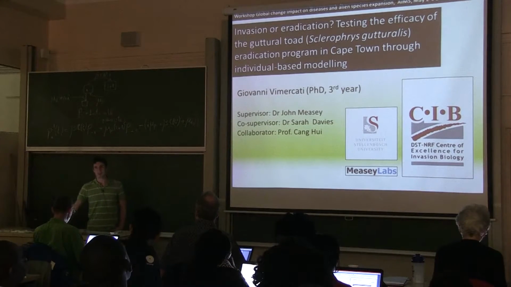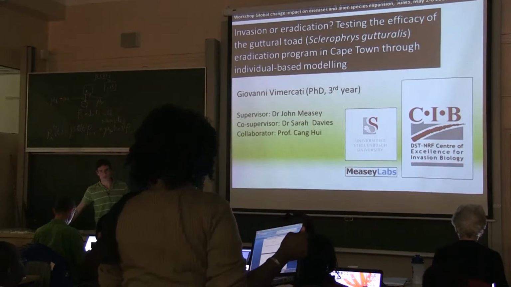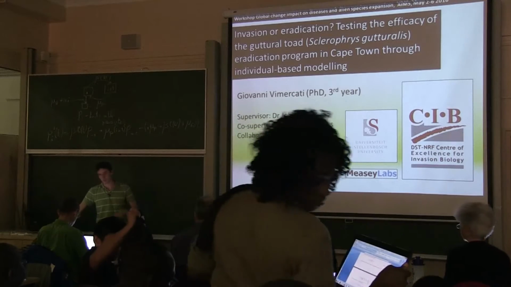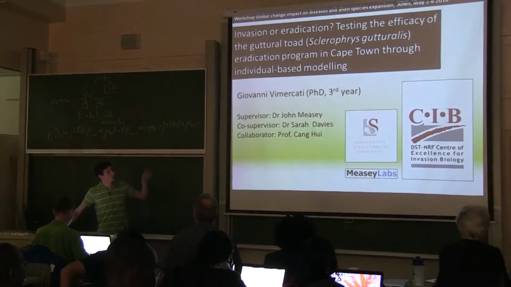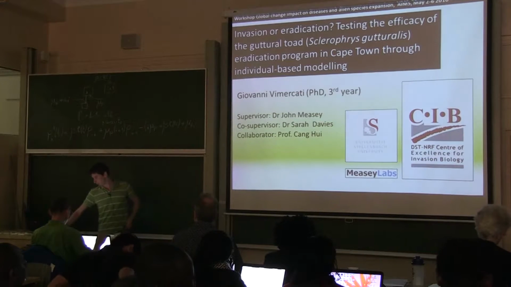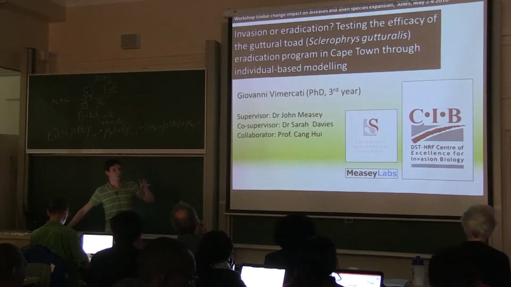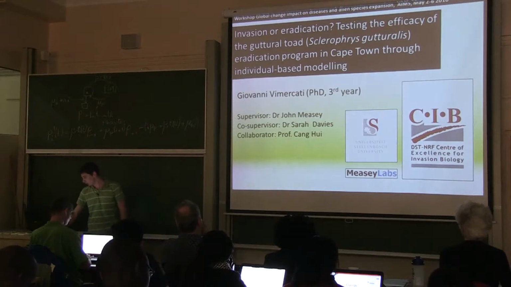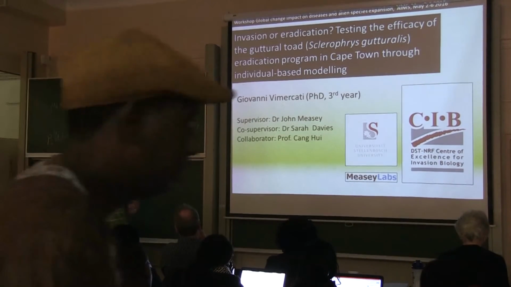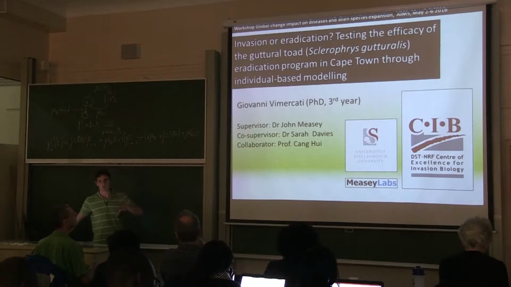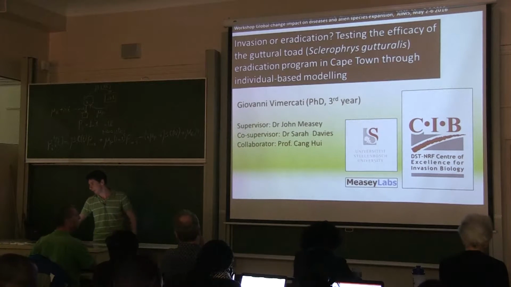I'm Giovanni. I'm a PhD student at Stellenbosch University in the Centre of Excellence for Invasion Biology, and my supervisor is John Measey. My co-supervisor is Sarah Davis, and I collaborated for this model with Professor Kang Hui. So this is the first chapter of my PhD thesis, and I would like to talk about an individual-based model that we built for understanding the invasive spread of a species that is currently invading Cape Town.